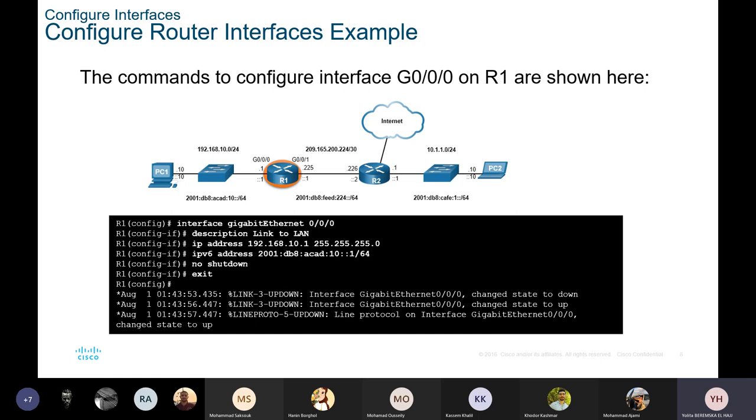So we finish with the two addressing protocols, and finally we write no shutdown. When you write exit, you are going to see some syslog messages. The messages are produced by the operating system of the router, and they remind us what happens in the device. GigabitEthernet 0/0/0 changes state to down very shortly, within a few milliseconds, and then it changes state to up. What brings this state to up? Exactly, the no shutdown command.